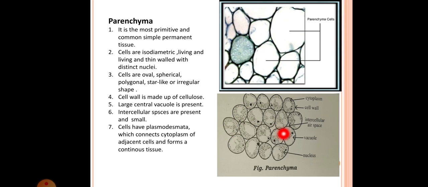Cell wall is made up of cellulose. Large central vacuole is present. Here you can see the vacuole is present. Intercellular spaces are present and these are small. Cells have plasmodesmata which connect the cytoplasm of adjacent cells and form a continuous tissue.